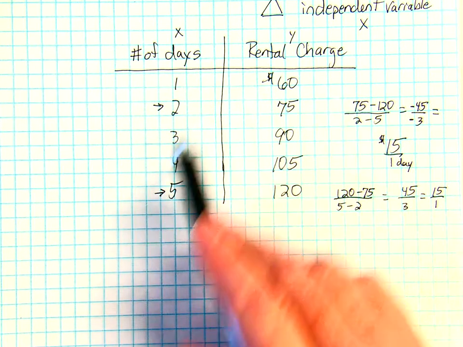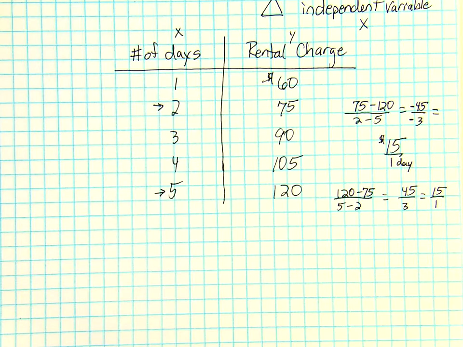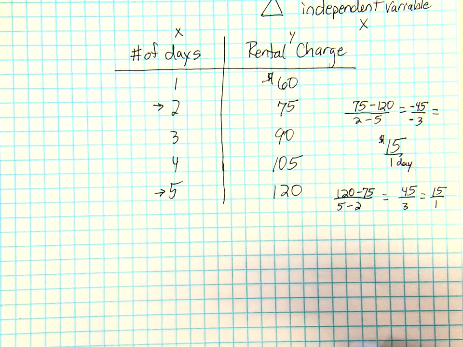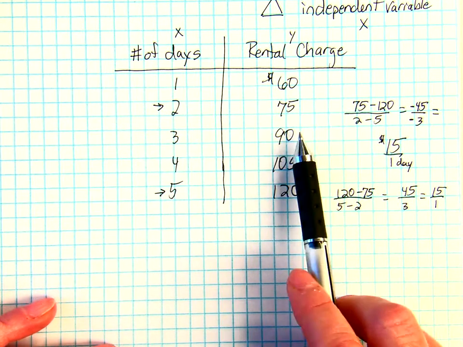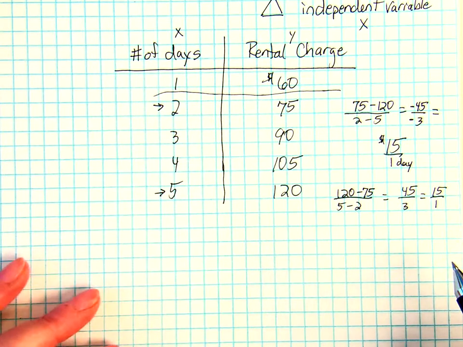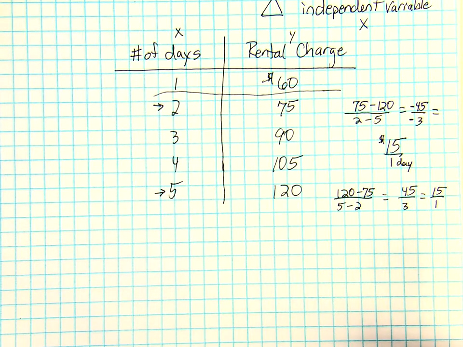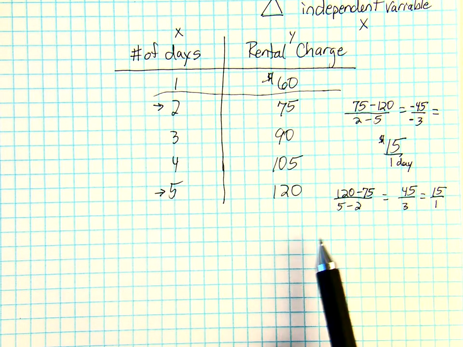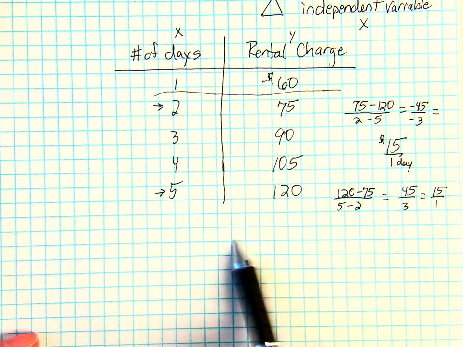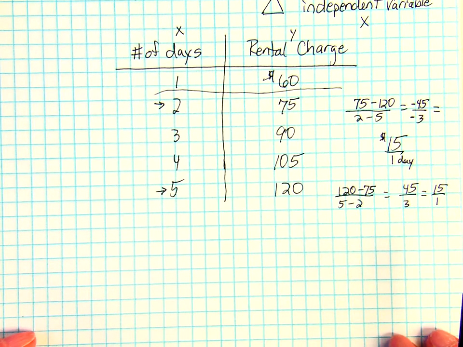So this is the rate of change. The rate of change here is that it costs $15 per day for the rental, for the change between the two. Now obviously we're starting here with a base and then adding on to that, but what we're looking at now is how much it changes over time. Okay, so that is using a chart.